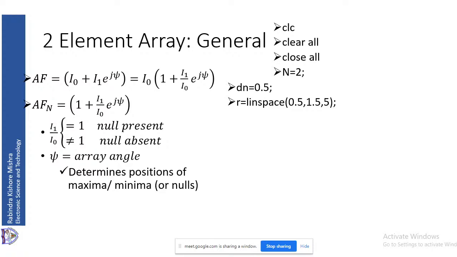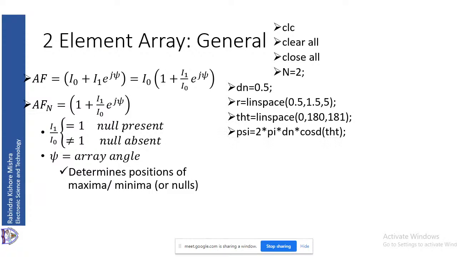r is equal to linspace. Remember this, linspace means linearly spaced, 0.5 to 1.5 and 5 divisions. So 5 points between 0.5 and 1.5 are linearly spaced on an axis. So r is equal to that. Theta is equal to linspace, again theta, 0 to 180 we will take. So from 0 to 180, there will be 181 points, linearly equispaced. So that is theta.